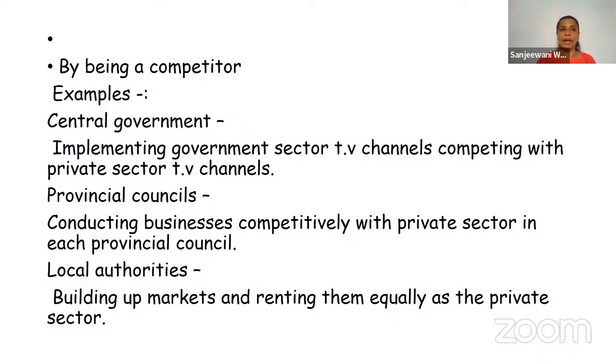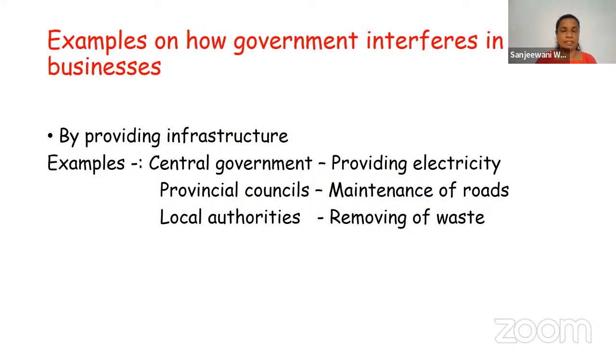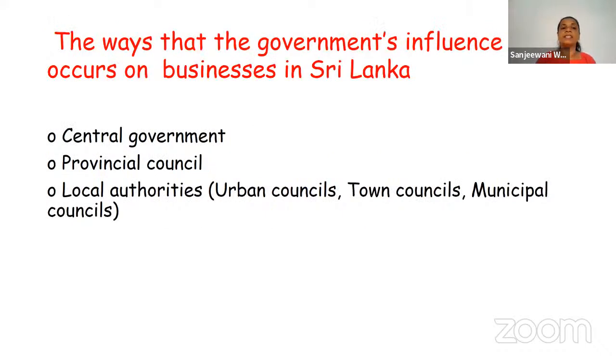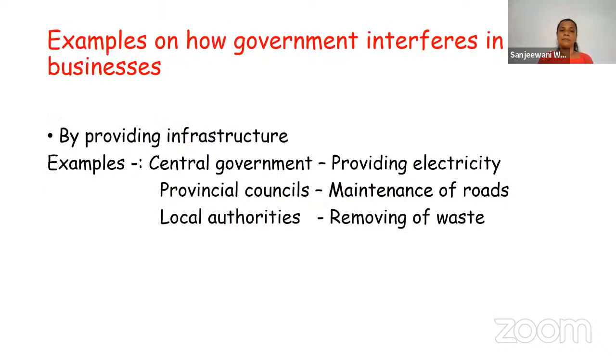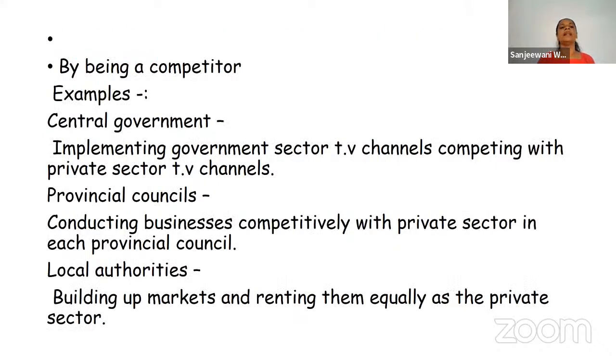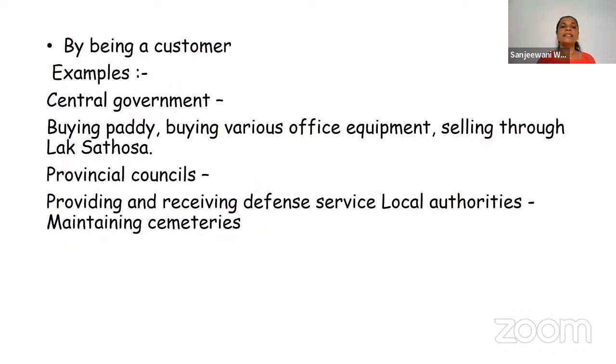So we discussed what? By providing infrastructure. Now these are the examples, children, okay? So don't mix up. First thing what we discussed was the ways in which the government influences the business. So what are the ways? Central government, provincial council, local authorities. So if they ask for the examples, now these are the examples. The first one, by providing infrastructure. The second one, by being a competitor. Then what is the third one?